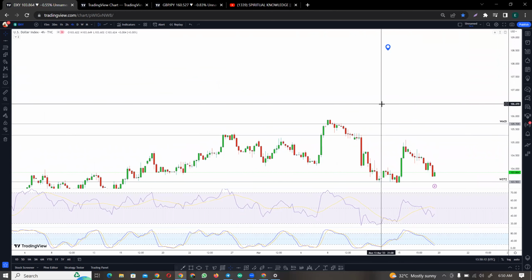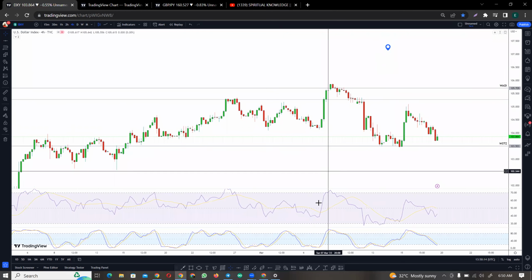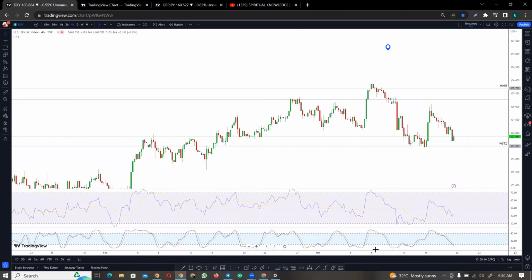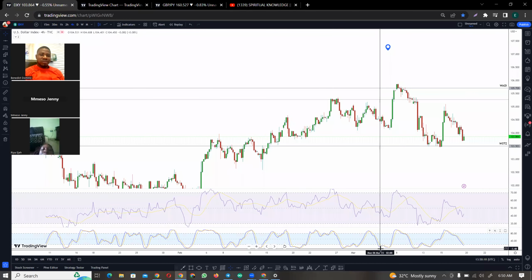Who is making this noise? Mute yourself if this thing is noisy. If your UI is noisy, mute yourself. Okay.